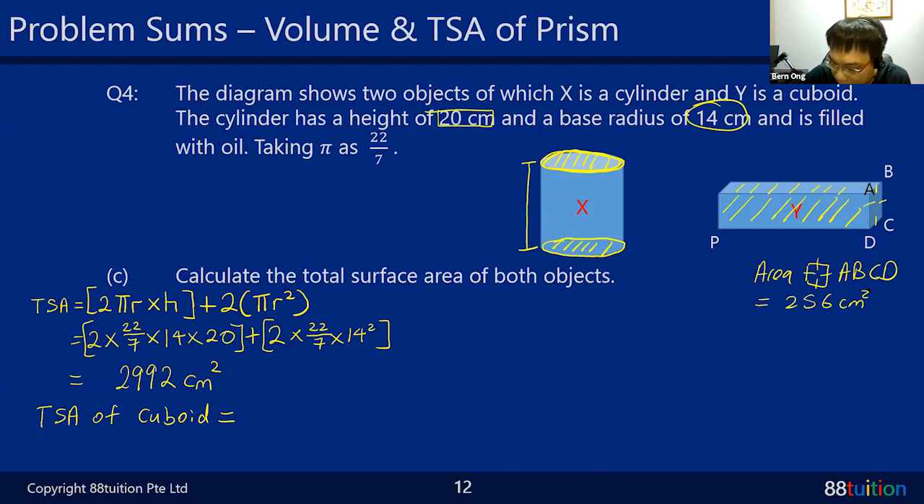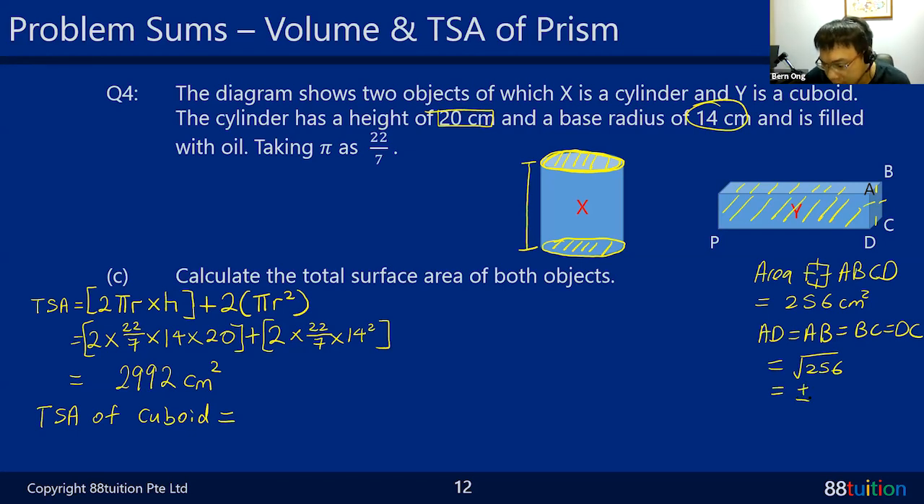So what is the side? What is AD? We know that AD is equal to AB, which is equal to BC, which is equal to DC. How to find one side? What times what gives you 256? So it's actually talking about the square root of 256. Square root of 256 is actually equal to 16 cm.